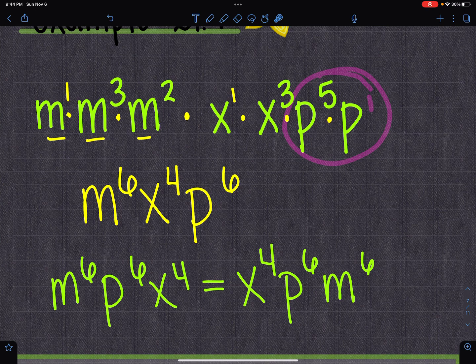You don't have to put it in alphabetical order. You don't have to do it any certain way. It doesn't matter. You write this, great. Write that, I'm happy. It's the right answer.